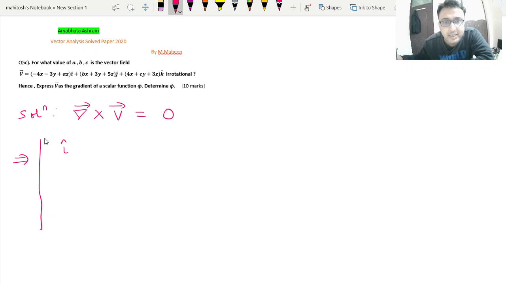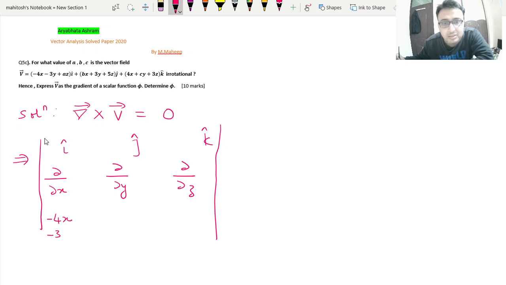write as i cap, j cap and k cap, del by del x, del by del y and del by del z, minus of 4x minus 3y plus az. Second is bx plus 3y plus 5z. Third is 4x plus cy plus 3z. So this is 0.